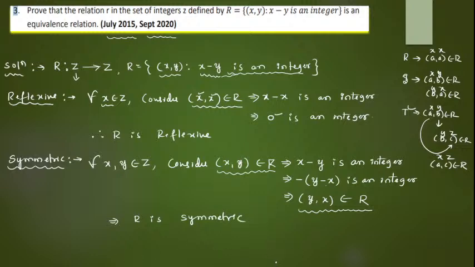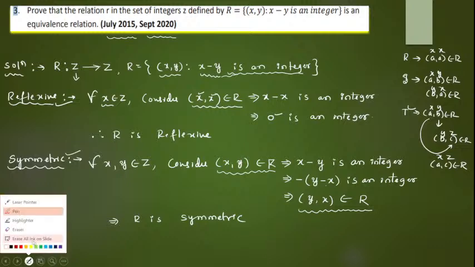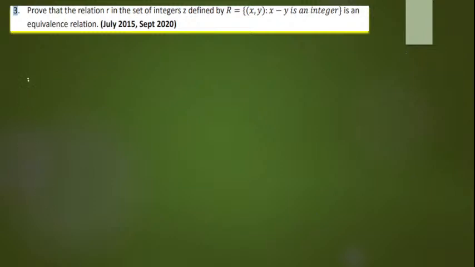Okay. Next we will prove the transitive condition here. I hope you got both the reflexive and symmetric conditions. Okay. So take a screenshot. We'll go for the transitive condition here. Right. Next we'll check the transitive condition here.